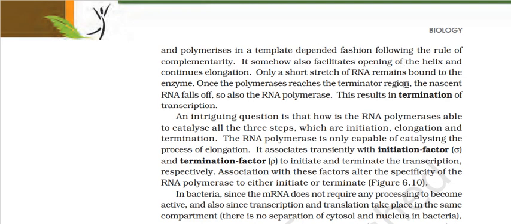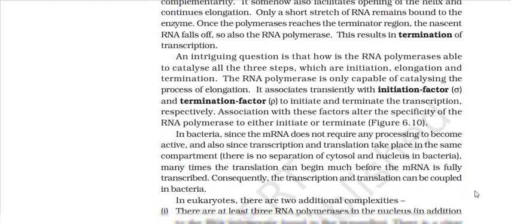An intriguing question is that how is the RNA polymerase able to catalyze all the three steps, which are initiation, elongation, and termination, in a single enzyme? The RNA polymerase is only capable of catalyzing the process of elongation. You have to remember, जो हमारा RNA polymerase है वो सिर्फ elongation ही करवा सकता है. It associates transiently with initiation factor and termination factor to initiate and terminate the transcription respectively.